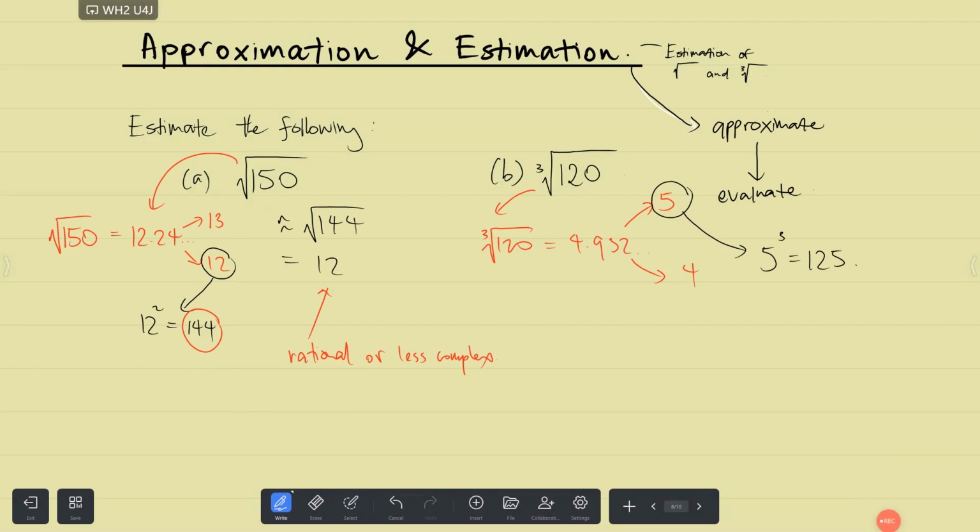So let me just write the working here. Cube root 120 will be approximated to cube root 125, and you get a nice answer, which is 5.